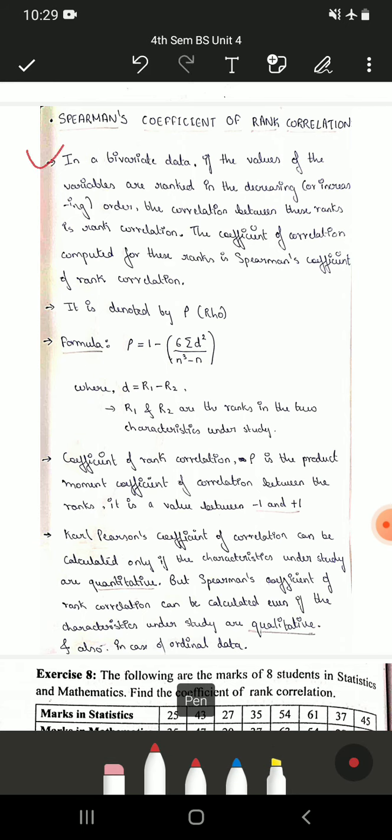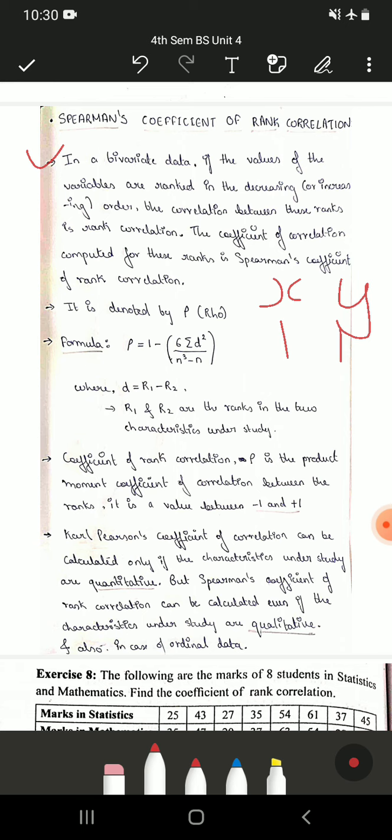So in a bivariate data, if the values of variables are ranked in decreasing or increasing order, then the correlation between these ranks is nothing but rank correlation, and the coefficient of correlation computed for these ranks is Spearman's coefficient of rank correlation. So here suppose you have two data, that is x and y, so it is a bivariate data and certain values will be given.